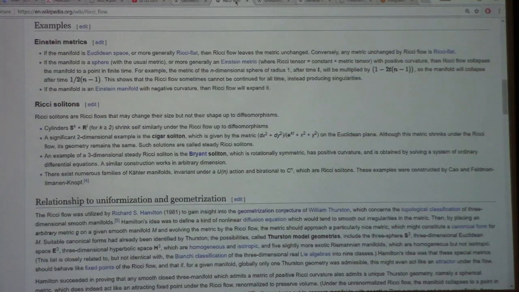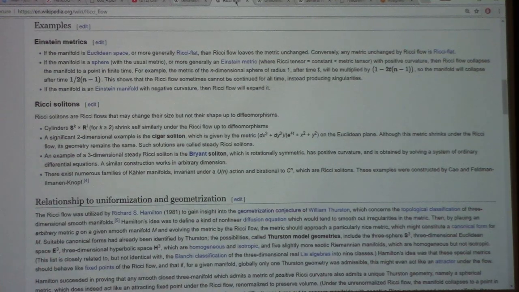So there's something I'm glossing over here, but another example would be a sphere, or more generally, something with an Einstein metric. An Einstein metric is something where the Ricci tensor is just proportional to the metric tensor. This makes it an Einstein metric. And he says, in that case, the Ricci flow collapses the manifold to a point in finite time.